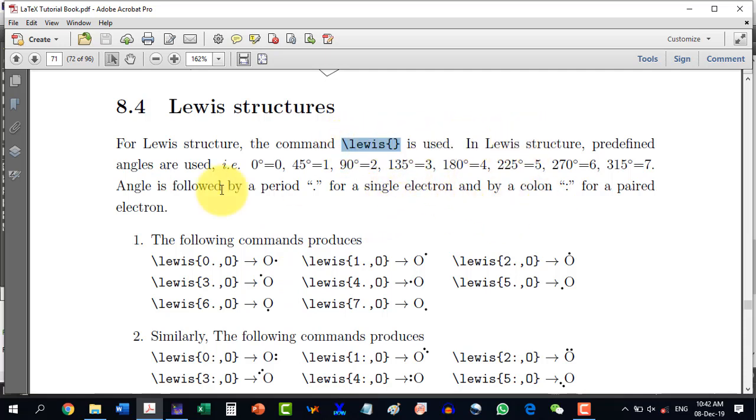Then the predefined angles in them are actually used as 0 degree will mean 0, 45 will be equal to 1, 90 will be equal to 2. So with a gap of 45 degrees, all these angles are predefined. Like 4 means 180, 4 into 45 is 180, and so on. An angle will be followed by a full stop for a single electron, and for a pair of electrons we will have to write it with a colon like this.